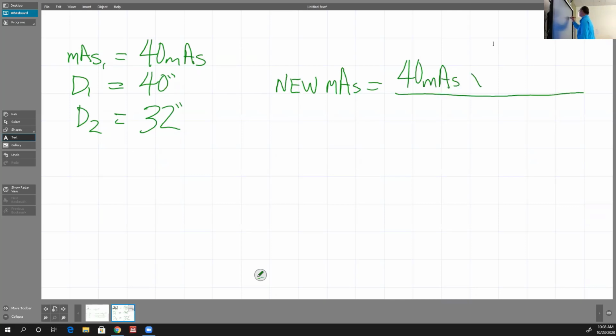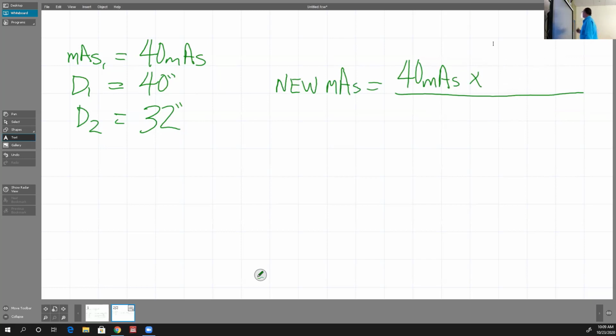Now, here's how I think about this. If I go from 40 inches to 32 inches, to maintain IR exposure, does my mass need to be increased or decreased? We need to decrease it. That is exactly true. So I just set up the problem like that. 40 inches squared divided by 32 inches squared. Now, do you need a calculator with, no, mistake.